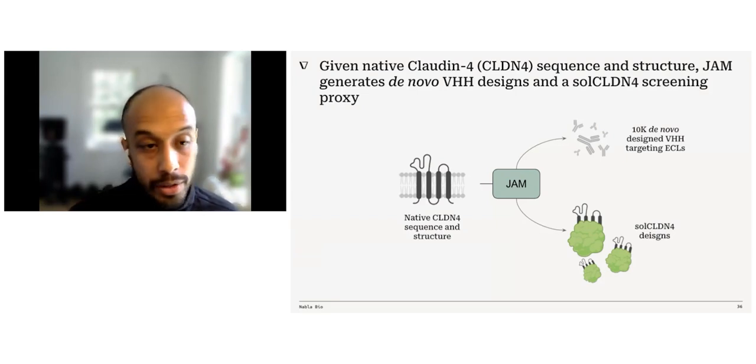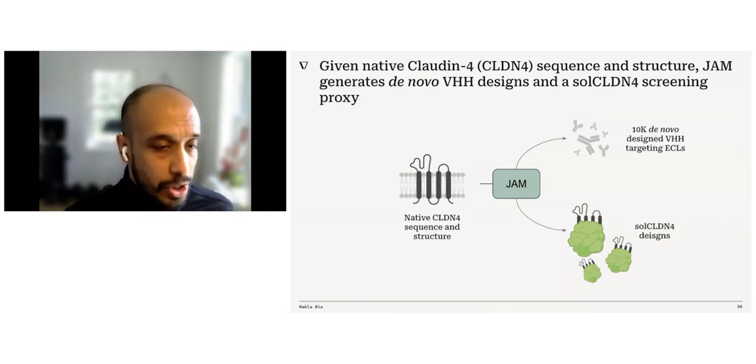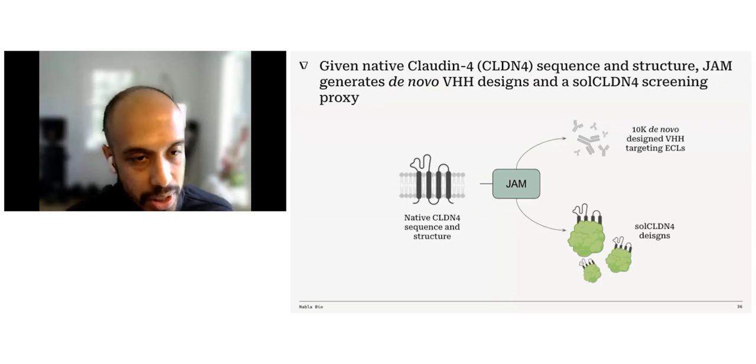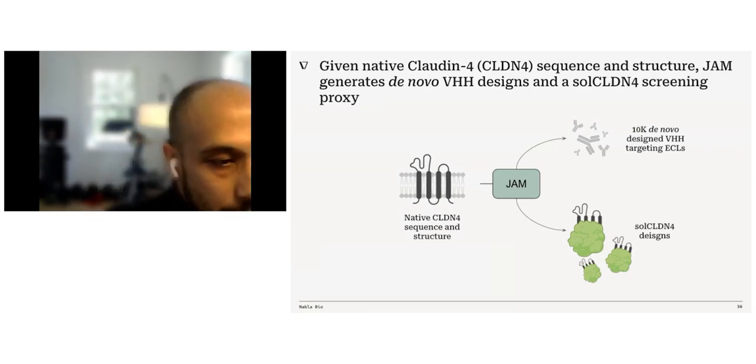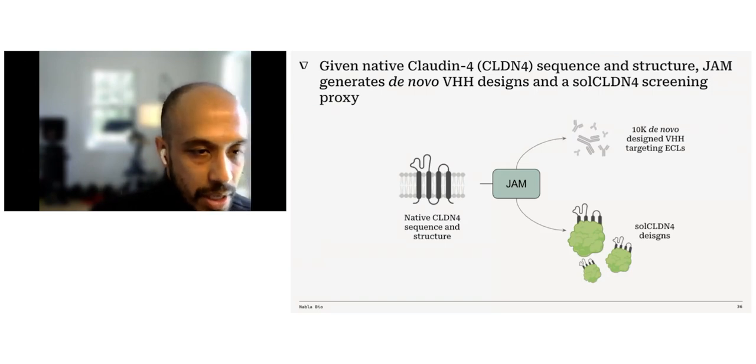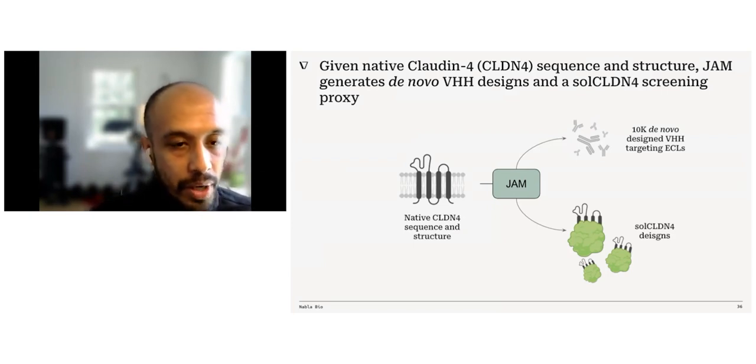But a new idea we explored here was, well, we know JAM can help us design antibodies, and we've actually trained JAM to be a general purpose generative model over proteins. Could we use JAM to generate solubilized versions of a difficult multipass or MPMP target? So what we did here was we took the native Claudin-4 sequence and structure. We gave that as input to JAM. JAM generated 10,000 de novo VHH designs targeting the ECLs of Claudin-4. But we also used JAM to generate a soluble proxy of Claudin-4.